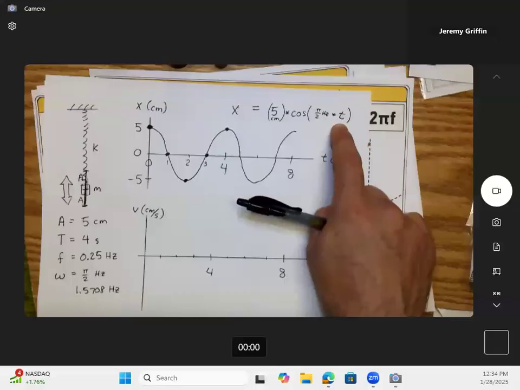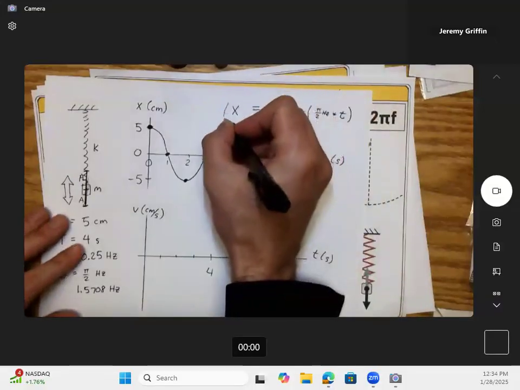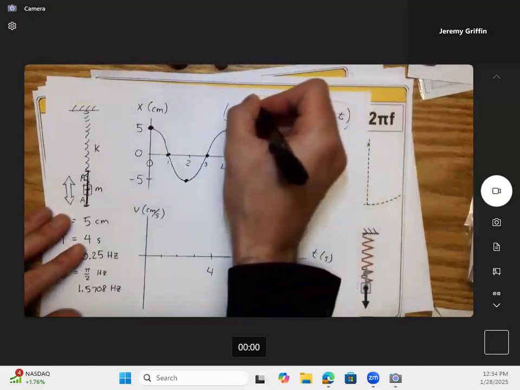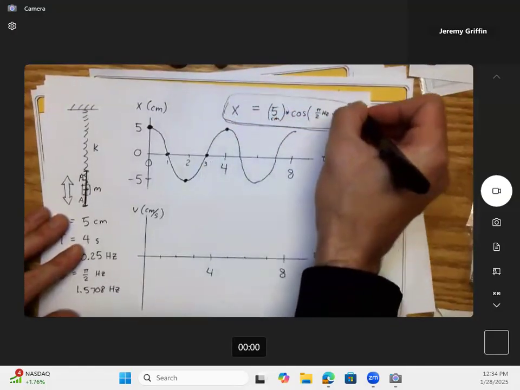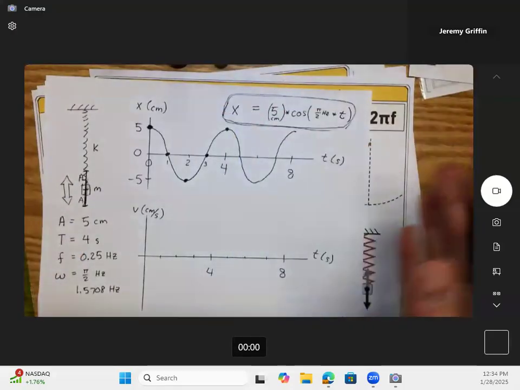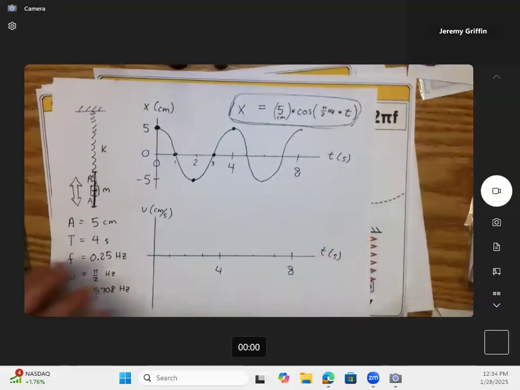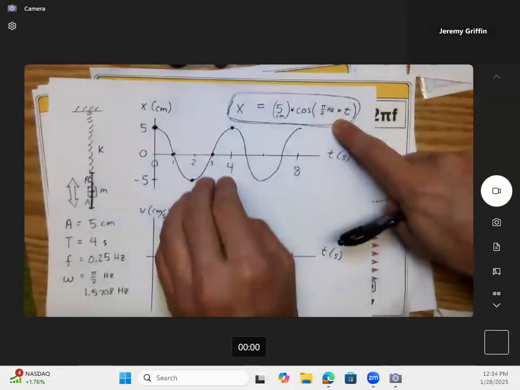Am I sure? Is that really true? Let's put this to the test. I'm making the claim this is true. We went through all this. We got the time period, made that frequency, made angular frequency, and something with cosine. Let's see. This equation should describe this graph.